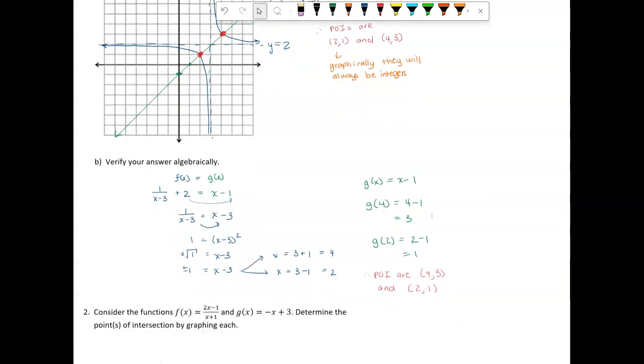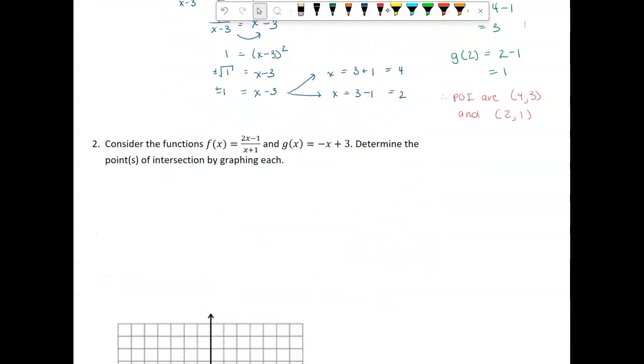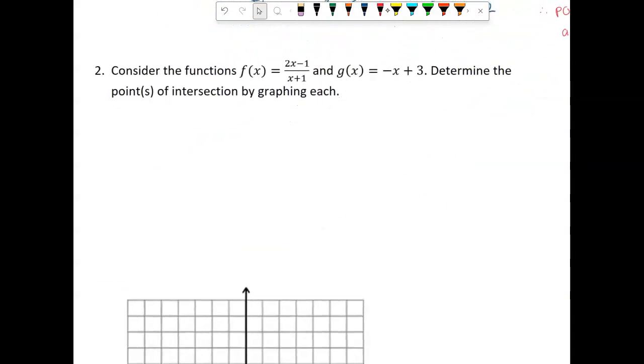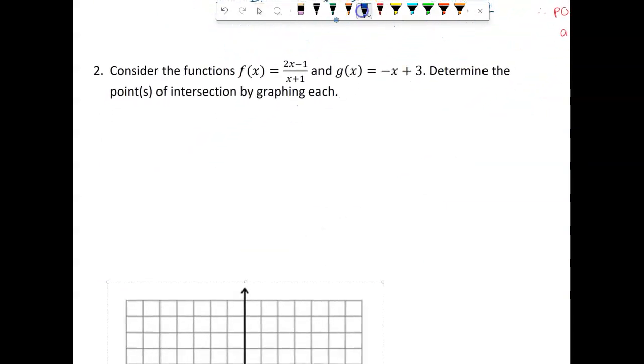Great. All right, let's look at another scenario. Let's look at this rational function here. F of x equals 2x minus 1 all over x plus 1. And then our g at x is also another line, which is negative x plus 3. So we now again have to find the point of intersection by graphing them.